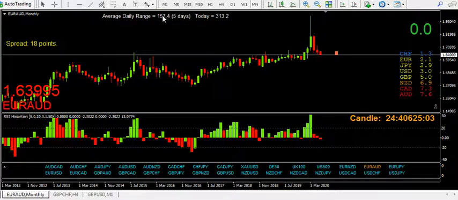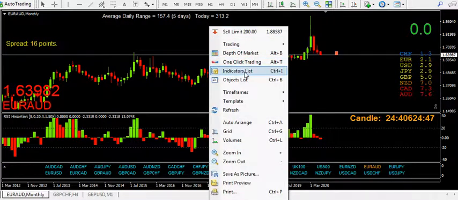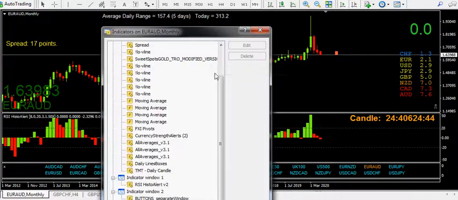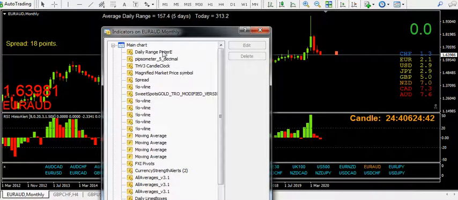He suggested it might be ripe for a reversal with a big move of 313 pips against an ADR for the 5 days of 157. So to be on the safe side, I'm just going to have a look at what the ADR was on a little bit of a longer time period.